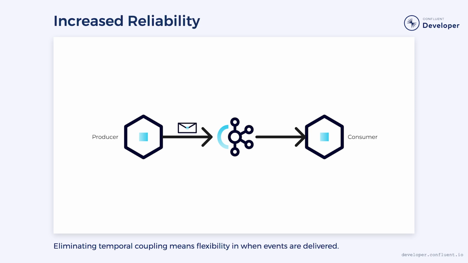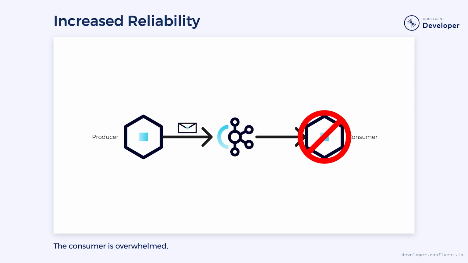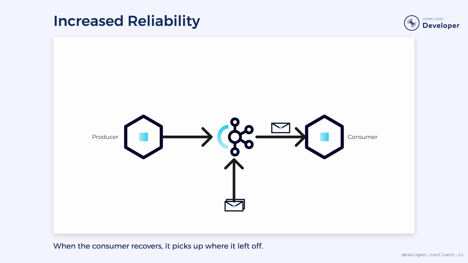Another benefit of breaking the temporal coupling is that we can be more flexible with when we deliver the events. If the consumer is unavailable or overwhelmed, messages can be queued and delivered later. In the meantime, the producer can continue to produce new messages without worrying about the consumer. As soon as the consumer is available, it can pick up where it left off. So despite the period of unavailability, the producer has no reason to fail, and the consumer doesn't miss any messages. From an outside perspective, everything worked exactly as it should.